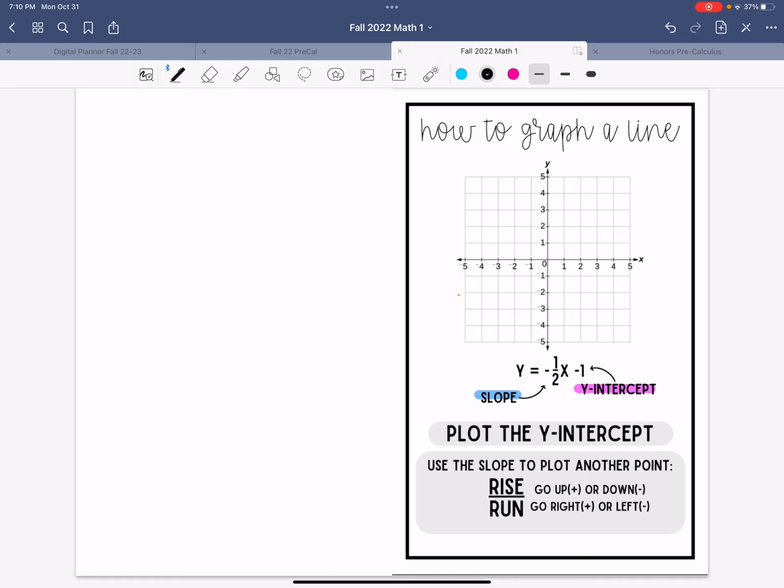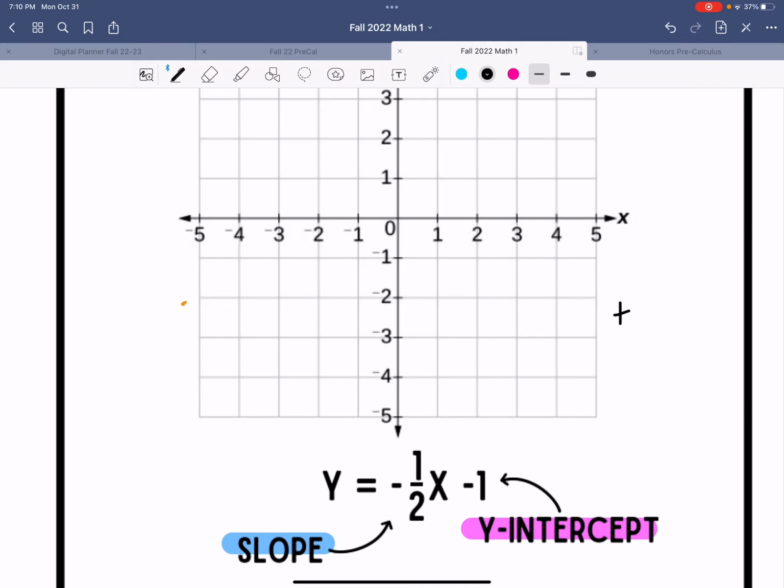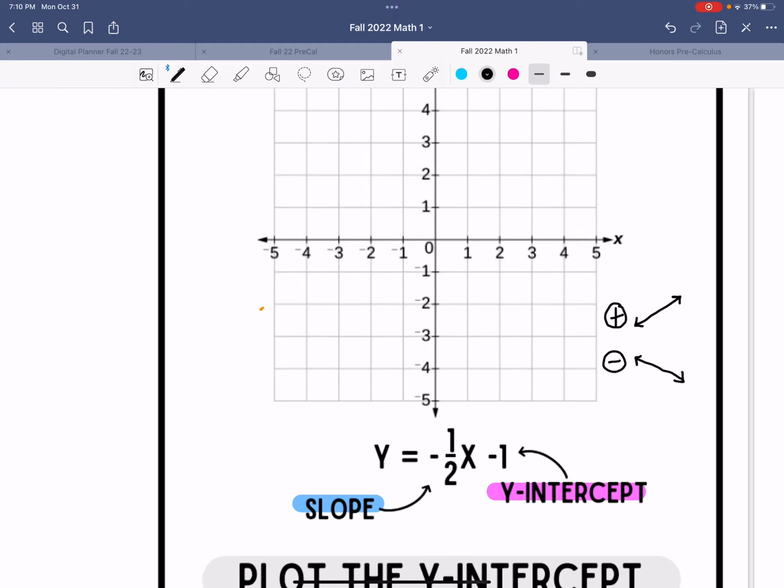So when I'm looking at a line, if I have a positive slope, remember it's going to go up from left to right. And if I have a negative slope, it's going to go down from left to right. So that's going to be very important to help you with this.